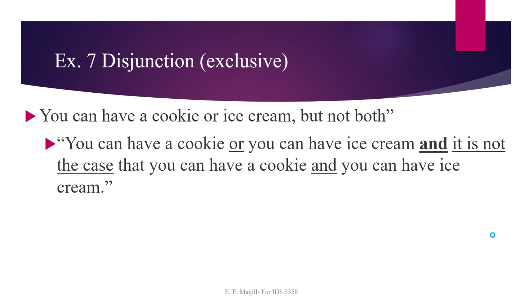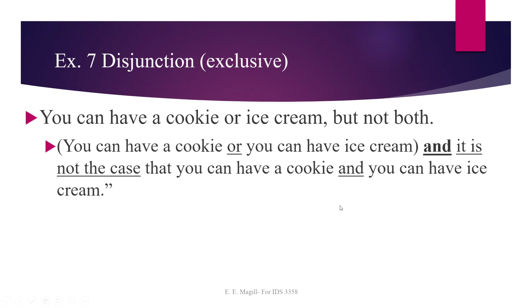So now we need to add parentheses to our paraphrase to make sure we capture the correct meaning when we symbolize. The right side is pretty straightforward. The whole disjunction, you can have a cookie or you can have ice cream, is one of the conjuncts. So we'll go ahead and put those parentheses in. Now let's look at the left side. You need to decide whether our parentheses should go around the whole sentence to the right of the and, or if we should put them somewhere else.